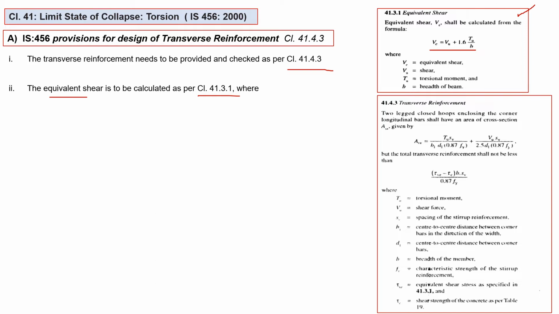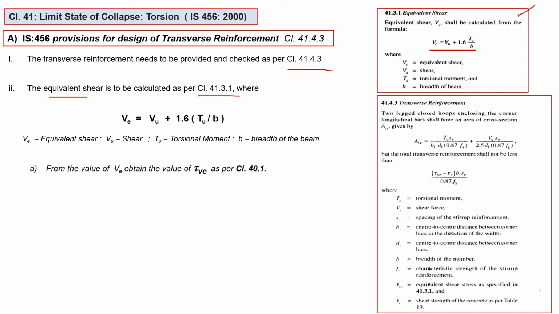Vu is the actual shear, that is the normal shear we generally say, Tu is the torsional moment, and b is the breadth of the beam. So putting all these values, we can easily get the value of the equivalent shear. So this is the formula: Ve is equal to Vu plus 1.6 Tu by b. Ve is the equivalent shear, Vu is shear, Tu is torsional moment, b is the breadth of the beam.